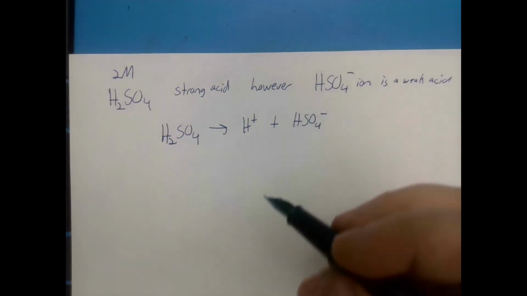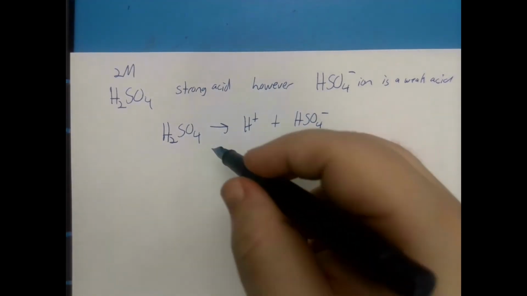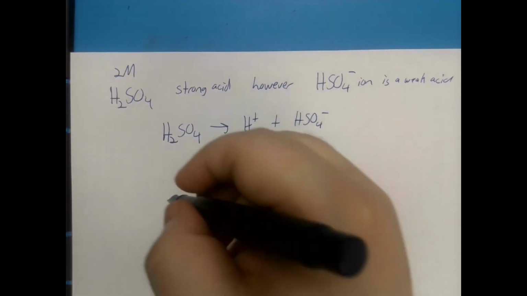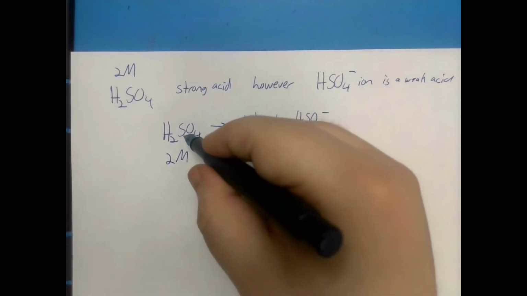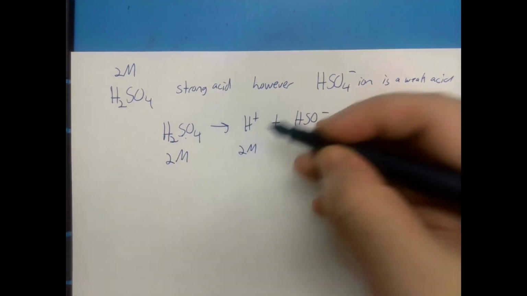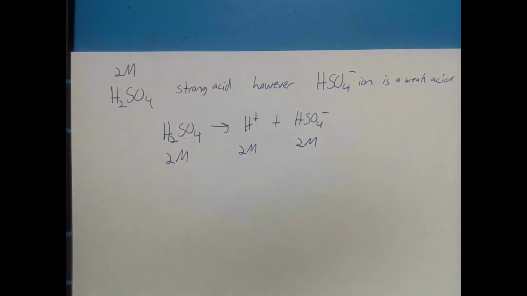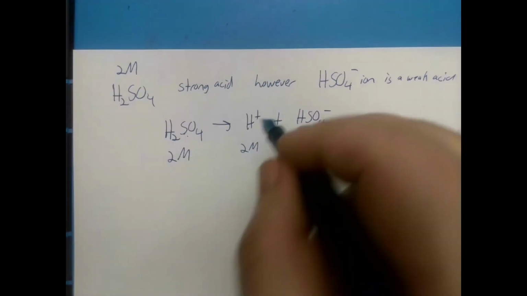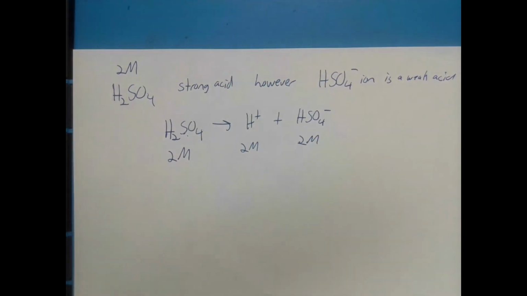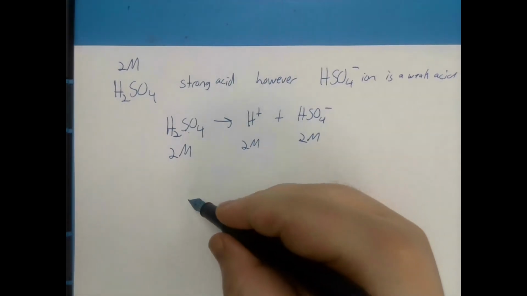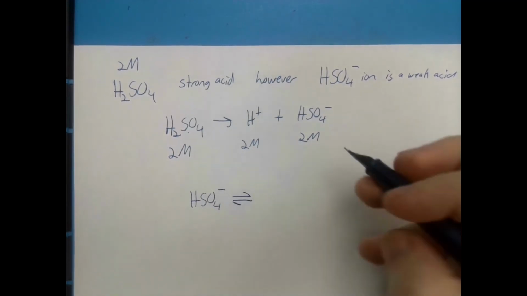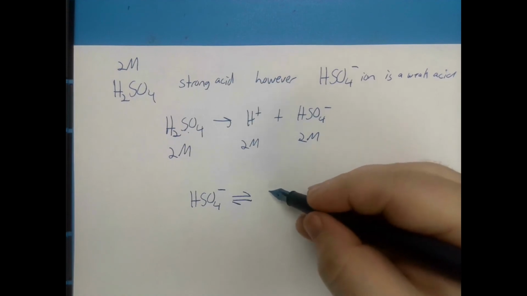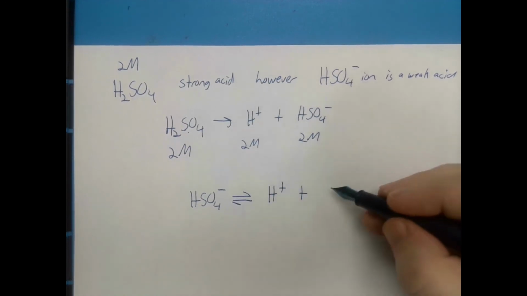We can calculate this. We have 2 molar here, which means a 1-to-1 ratio. We get 2 molar of this and 2 molar of this, so 2 moles per every liter, 2 moles per every liter. So 1-to-1 and 1-to-1 ratio. But HSO4 negative is a weak acid. It does not 100% break apart.